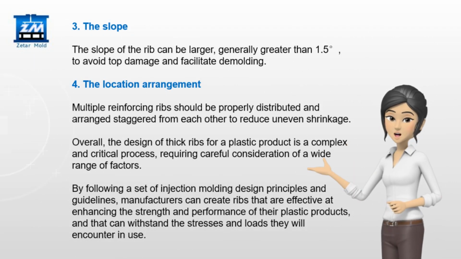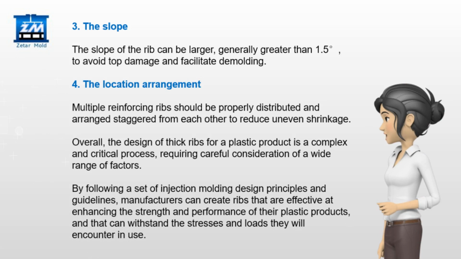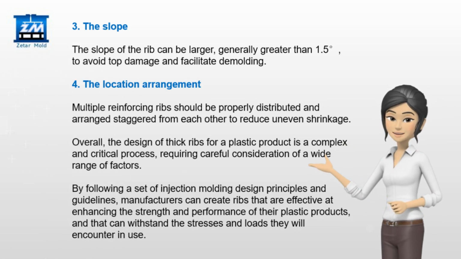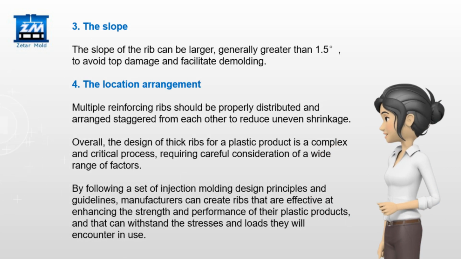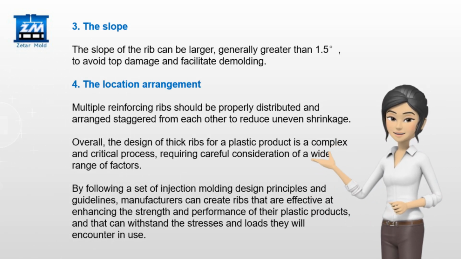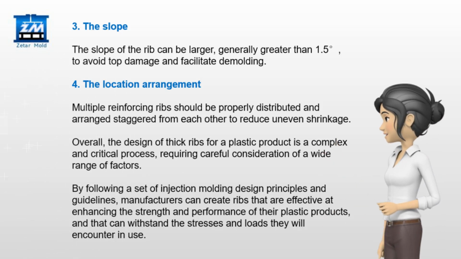The slope of the rib can be larger, generally greater than 1.5 degrees, to avoid top damage and facilitate demolding. The location arrangement: multiple reinforcing ribs should be properly distributed and arranged staggered from each other to reduce uneven shrinkage.